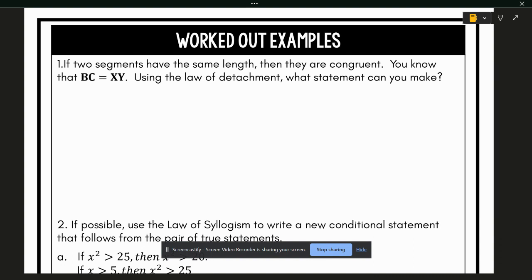So if two segments have the same length, then they are congruent. You know that BC is equal to XY. Using the law of detachment, what statement can you make?